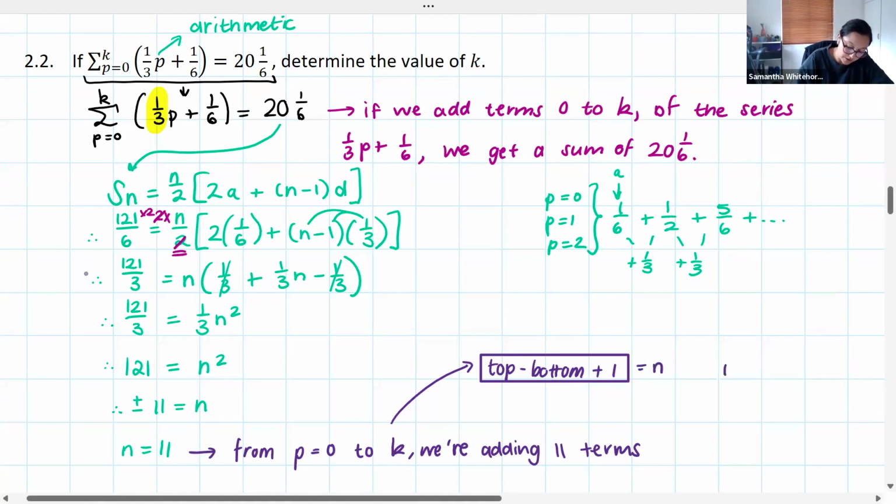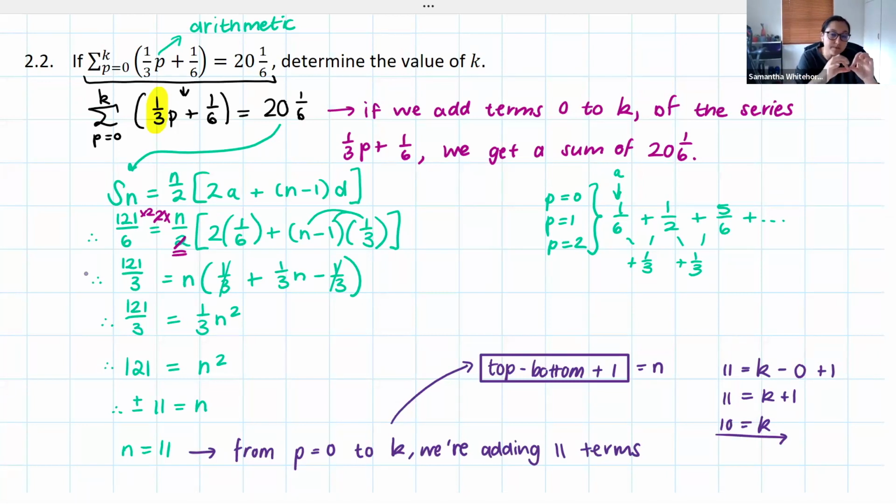So we could substitute in 11 here, which is equal to the top number, which is k, minus the bottom number 0, plus 1. Obviously, k minus 0 plus 1 is just k plus 1. Subtract 1 on both sides. You get that k is equal to 10. So again, please remember that because we did not start at p equals 1, we need to be very, very careful about solving for k.